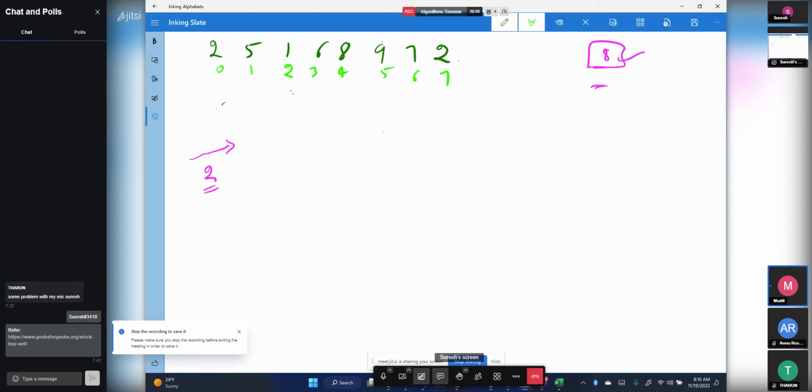Suppose this is the profit for 2 only. Then we move to the next number 5, and then we again get the profit.